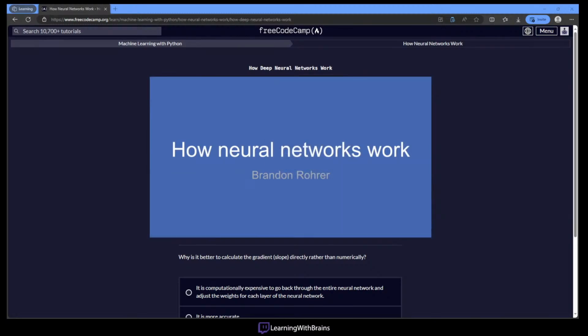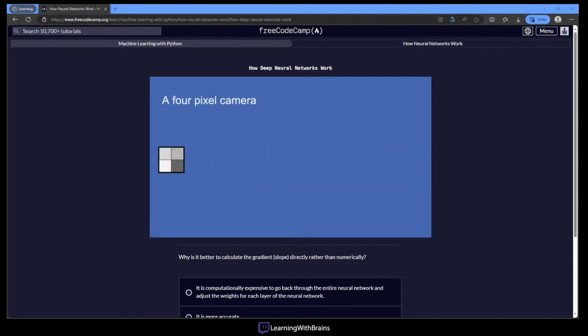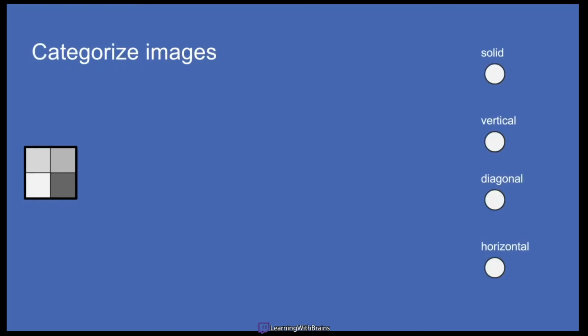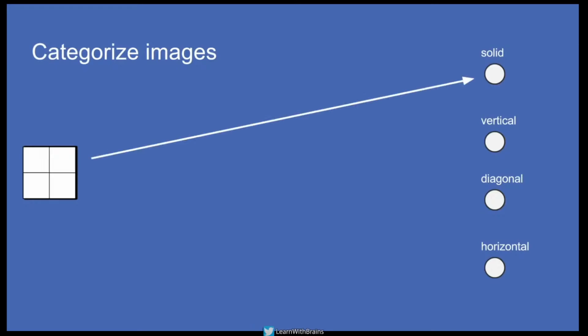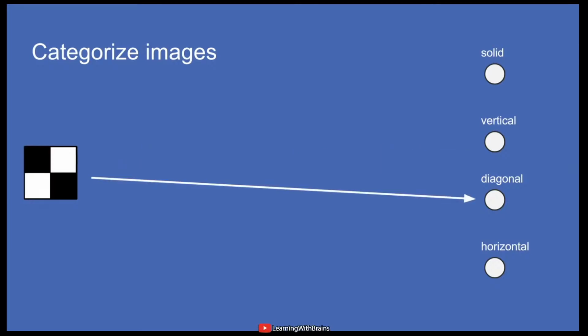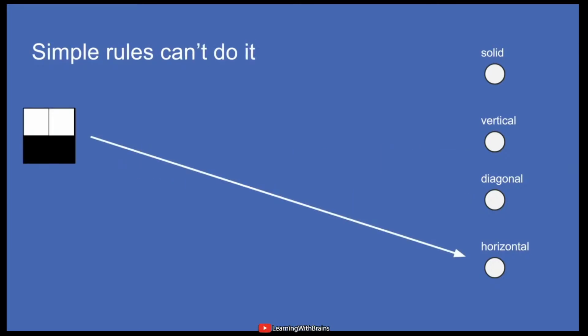Neural networks are good for learning lots of different types of patterns. To give an example of how this would work, imagine you had a 4-pixel camera. So not 4 megapixels, but just 4 pixels. And it was only black and white. And you wanted to go around and take pictures of things and determine automatically whether these pictures were of a solid all white or all dark image, a vertical line, or a diagonal line, or a horizontal line.